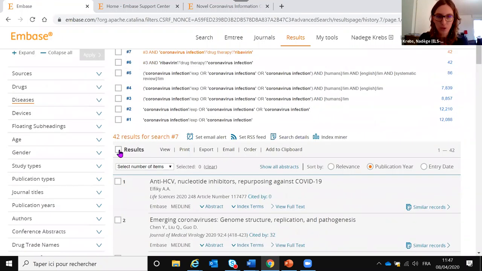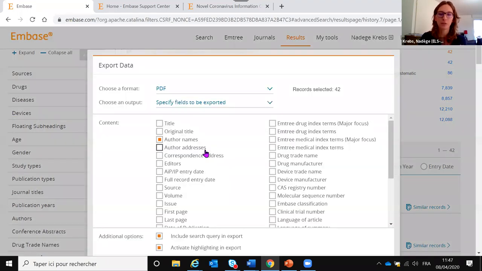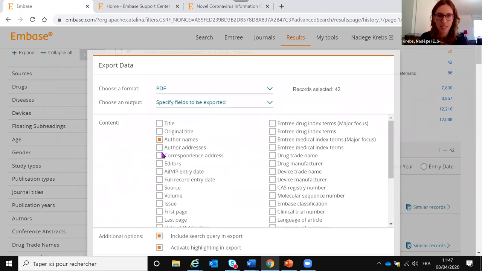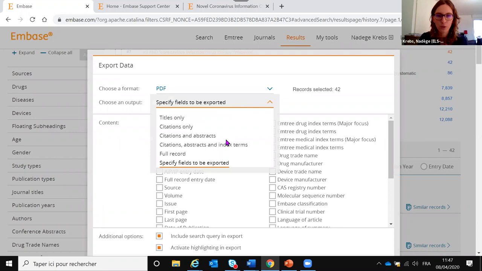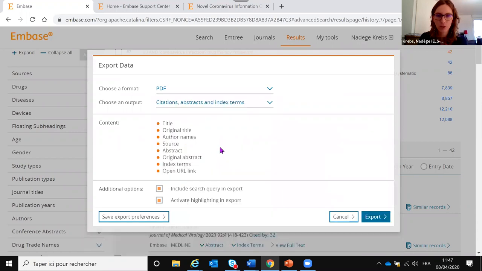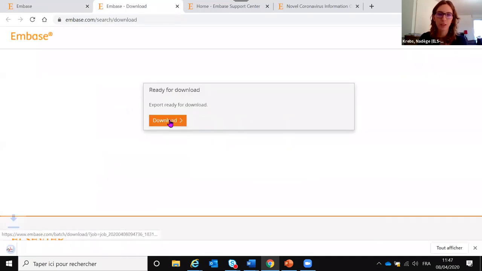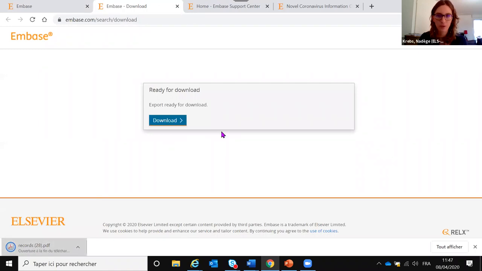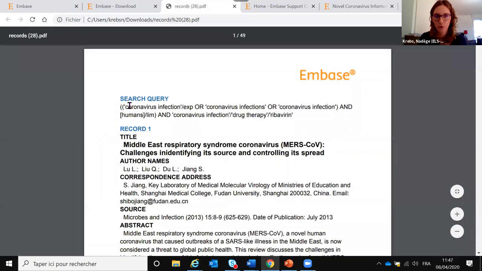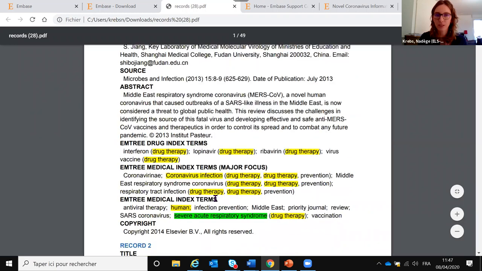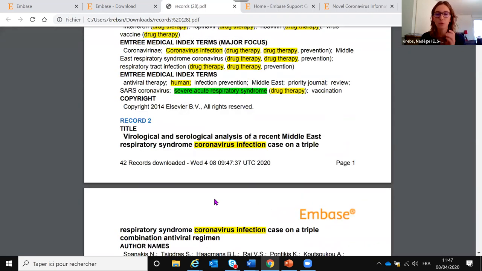If you're happy with these results, you can select them all and you can export them. And you have different types of export. You can use a RIS format or Word or Excel or PDF. So for example, if I take a PDF and I say, I want by default citation, abstracts and index terms, and I export it, then it will create me a PDF with the title, abstract and index terms for the search that we created. So here title and so on. So here then you can have a summary of what your search was today.